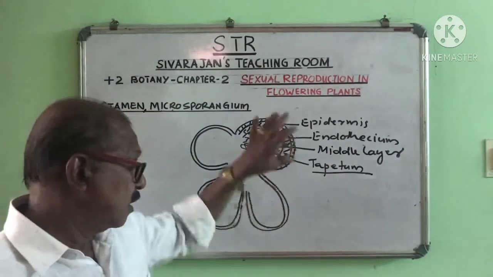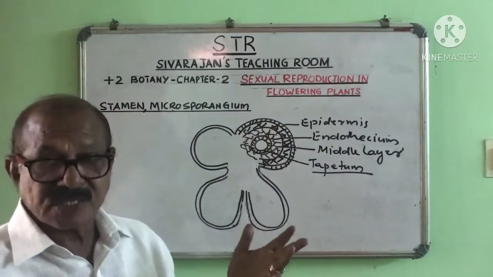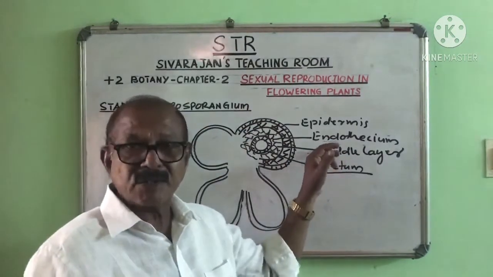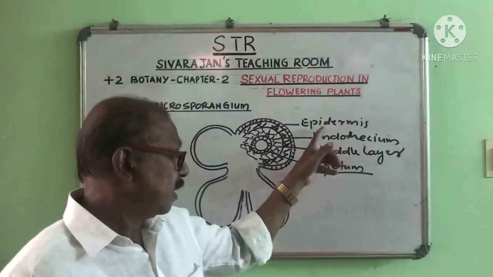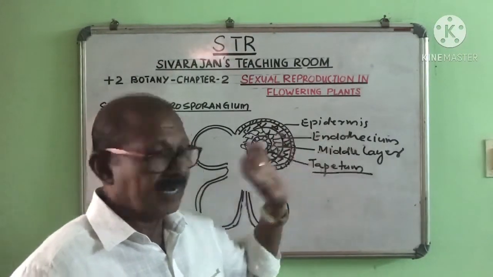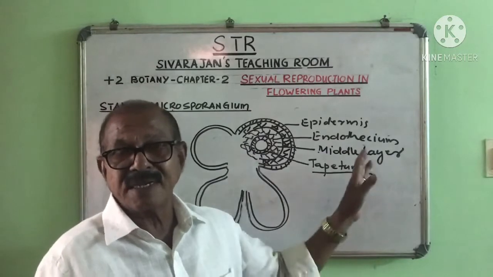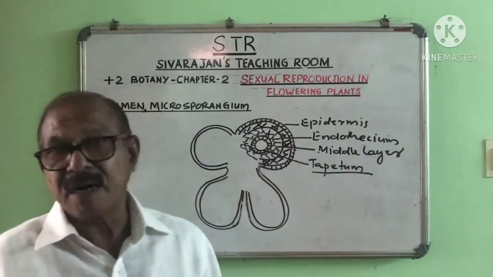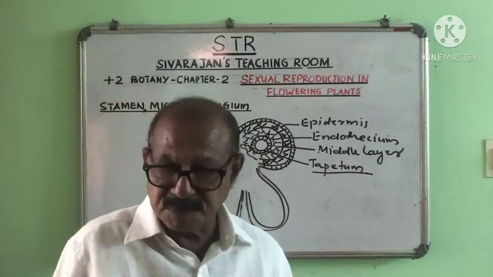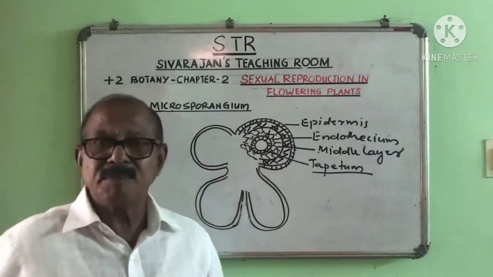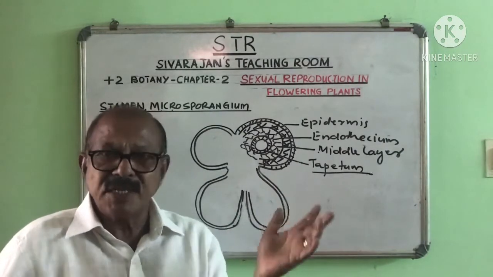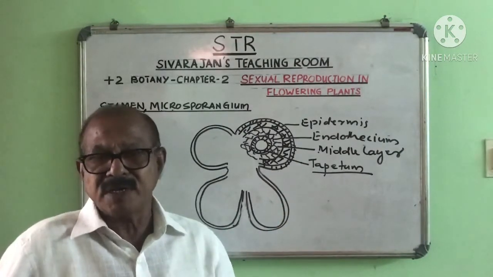So when the pollen grains are matured, the microsporangium breaks. The breaking is called dehiscence, and dehiscence of the microsporangium is done by epidermis, endothecium and middle layers. So what is the function of these outer three layers? They are the protective layers of the microsporangium, and they also help in dehiscing the microsporangium to release or disperse the microspores or pollen grains.